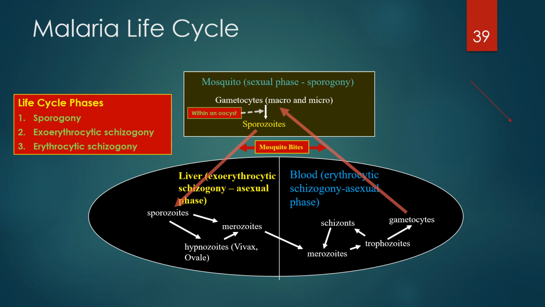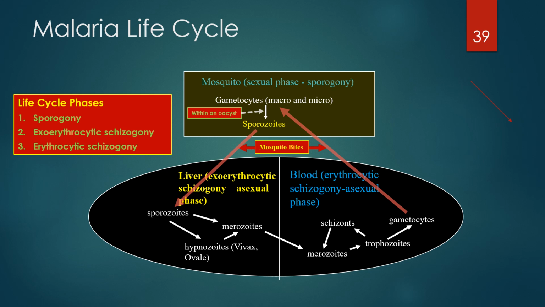Sporozoites are then transmitted to humans via a mosquito bite. The sporozoites are then transmitted to the liver through the bloodstream. The human phase are the asexual phases of the parasite. In liver cells, the sporozoites produce merozoites that are then released into the bloodstream to invade red blood cells. This liver phase process, where merozoites are formed from sporozoites, is called exoerythrocytic schizogony.